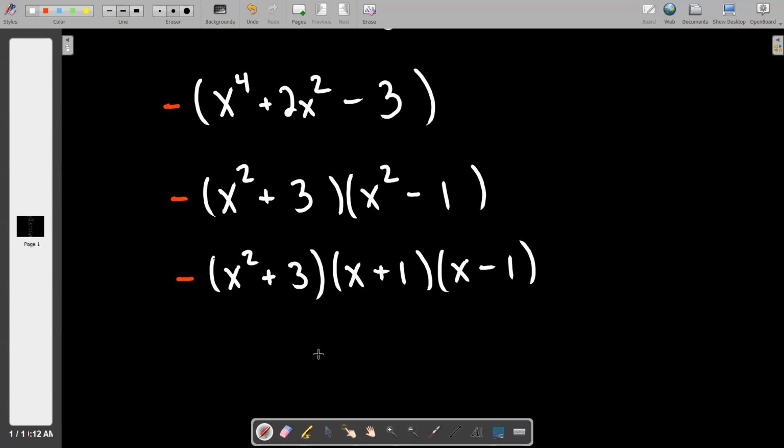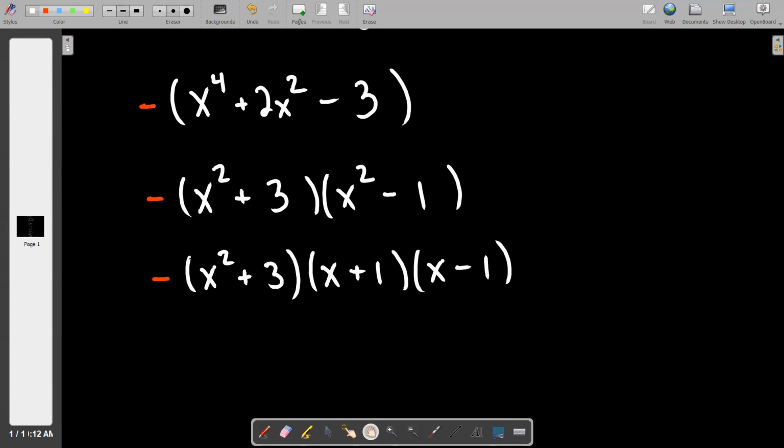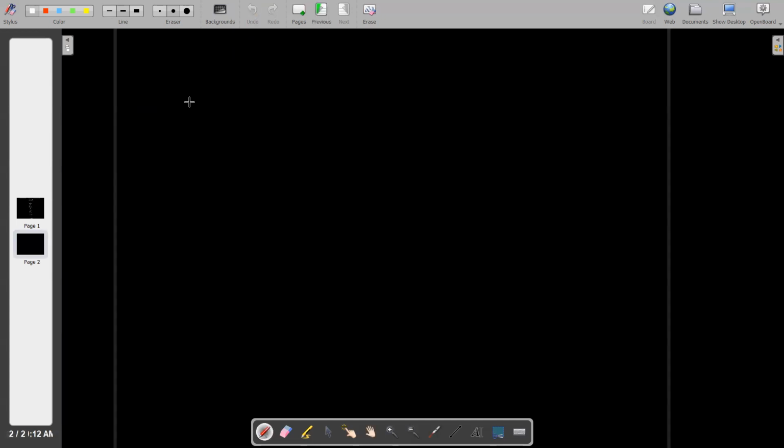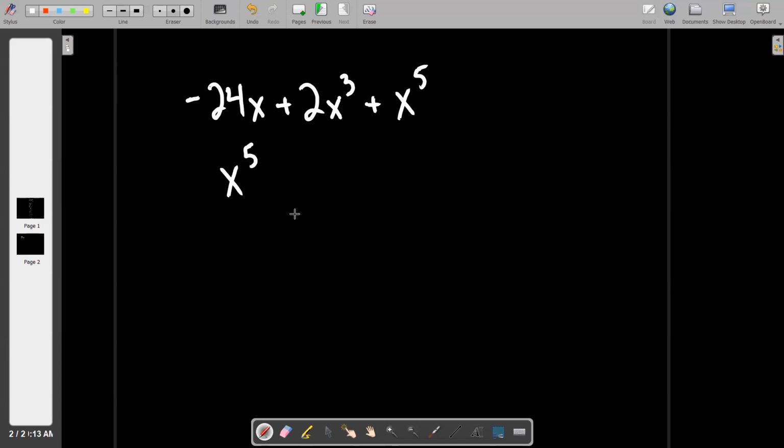All right, last one. You guys are kicking butt. I don't think you're struggling with this one bit. Let's do -24x plus 2x to the third plus x to the fifth. What do we have to do first? We're fixing it, right? Rearranging this bad boy. What comes after x to the 5?